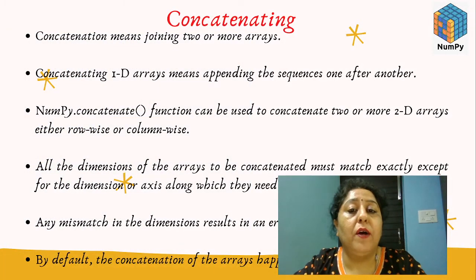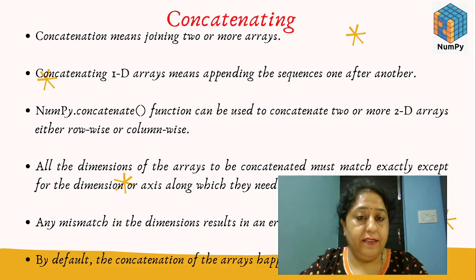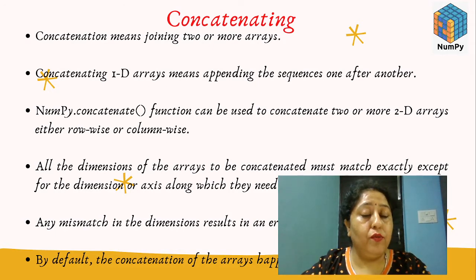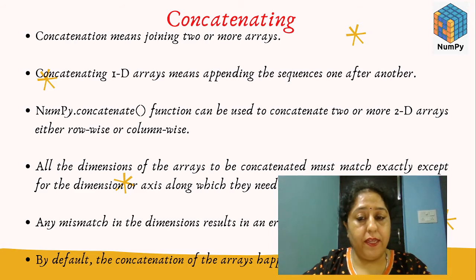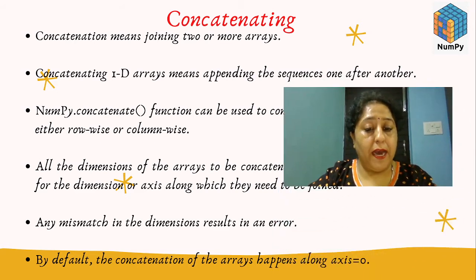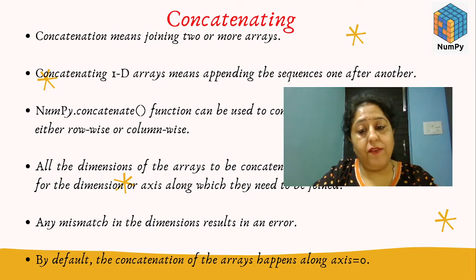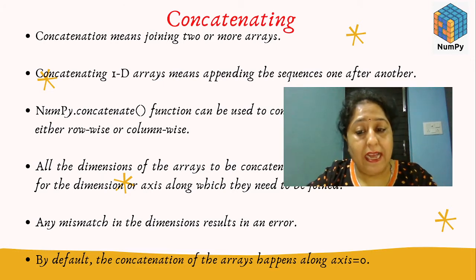Next, we are talking about concatenating arrays, that is, joining two or more arrays. You can concatenate one-dimensional arrays by appending the sequences one after the other. For this, we use the NumPy dot concatenate function, which concatenates two or more two-dimensional arrays, either row-wise or column-wise. By default, the concatenation of arrays happens along axis 0.